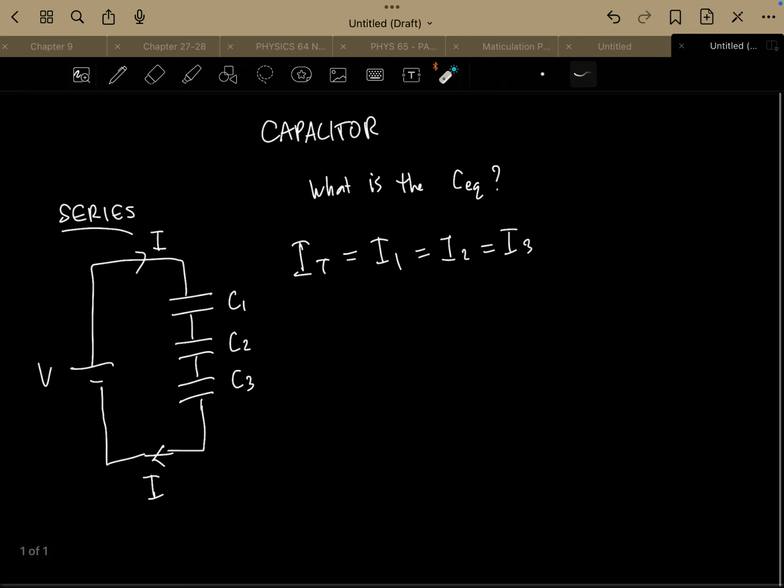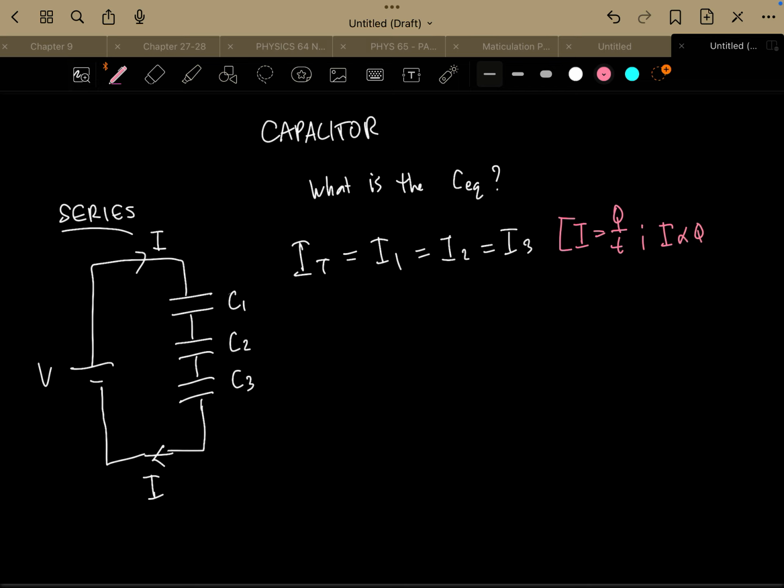Obviously, that's the case because if current is flowing macam ni, say this is water kan, the amount of water that flows through C1 at certain time must be the same as C2, C3 because no other way kan? It's just one pathway, so the current must be the same. And knowing that I is equal to Q over T, we can say that I is proportional to Q. In that sense, because they are proportional, QT must equal to Q1, Q2, Q3, the same way as the current is.